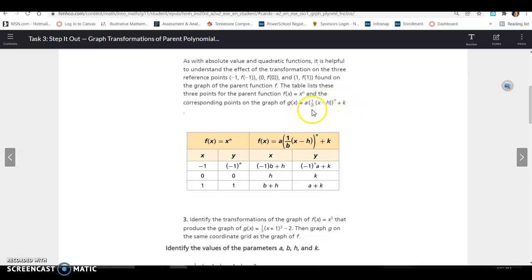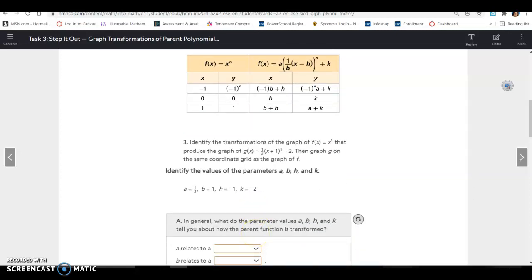Before it was either absolute value or it was a squared term, but now because we're working with polynomials, it's the same general formula except the power could change. It could be x squared, x cubed, x to the fourth, etc. So if we have f of x equals x to the n, this would be considered the parent function, and then this would be your transformation. So you can see how it's got the reference points, and then the new points would be moved to whatever the transformation does using the a, b, h, and k.